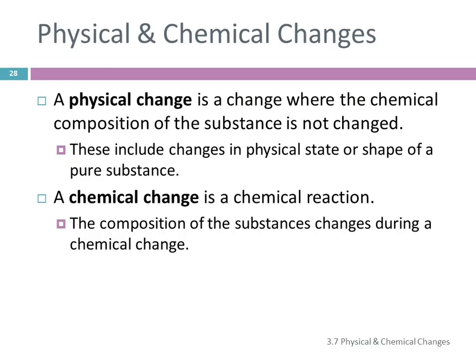So section 3.7 is where we left off. We talked about physical and chemical properties. Physical and chemical changes are related. A physical change is a change in which the chemical composition of the substance is not changed.